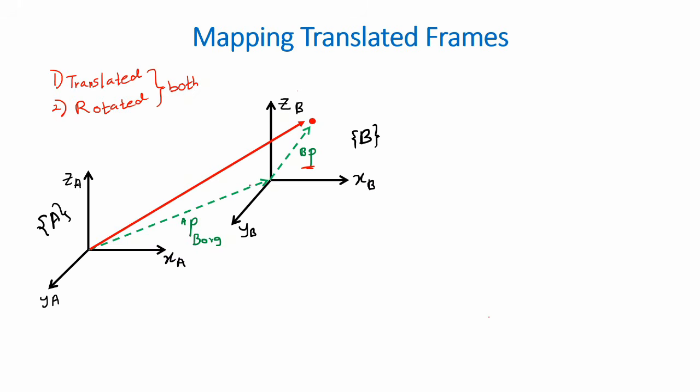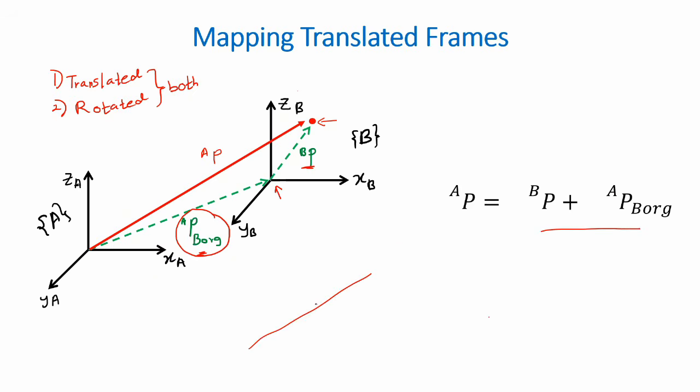Frame B has the same orientation as A. It has only been translated by some amount, and this is shown by the position vector P_B origin with respect to A. So practically what you can get from this position vector is the amount the origin of B has been translated with respect to A. If we wanted to express this point in terms of frame A instead of B, we can simply find our P_A, and this would be done by taking the sum between the two vectors.